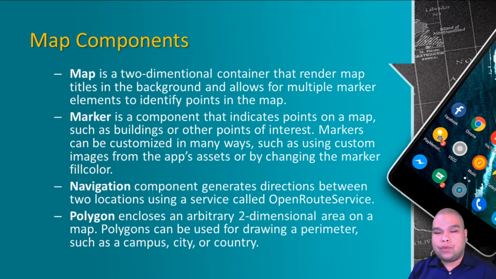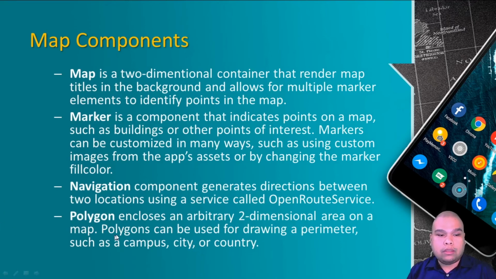Then we also have what we call marker. Marker is a component that indicates points in the map, such as buildings or any points of interest. Markers can be customized in many ways, such as using custom images from the app's assets or by changing the marker's fill color. Most of the time, we'll be using these markers to indicate a particular location within the map. It could be a building or any location within the map. Then we also have navigation. It is a component that generates directions between two locations using a service called Open Route Service.